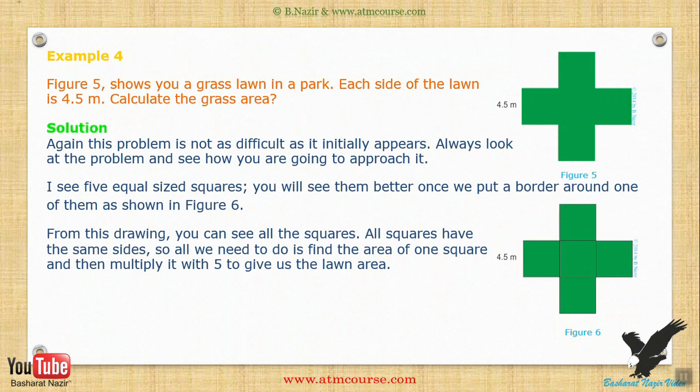Solution. Again, this problem is not as difficult as it initially appears. Always look at the problem and see how you are going to approach it. You can see 5 equal-sized squares. You will see them better once we put a border around one of them as shown in figure 6. From this drawing, you can see all the squares. All squares have the same size sides, so all we need to do is find the area of one square, and then multiply it by 5 to give us the lawn area.